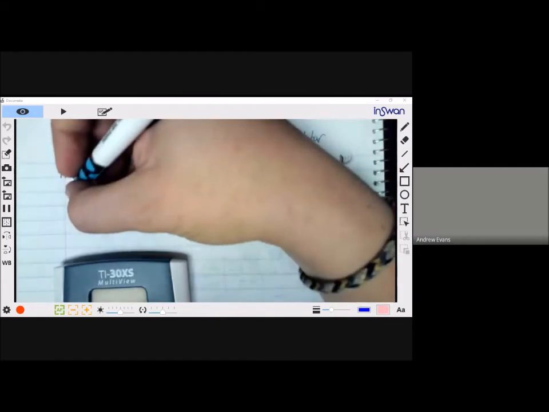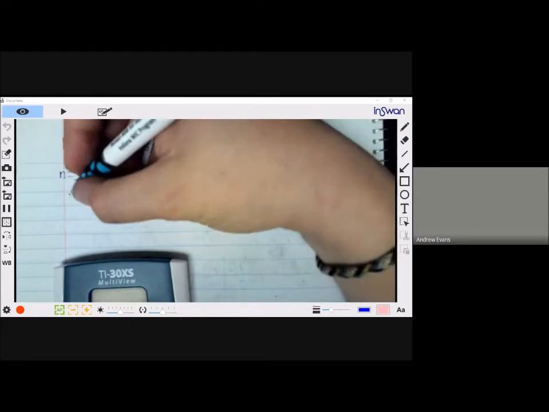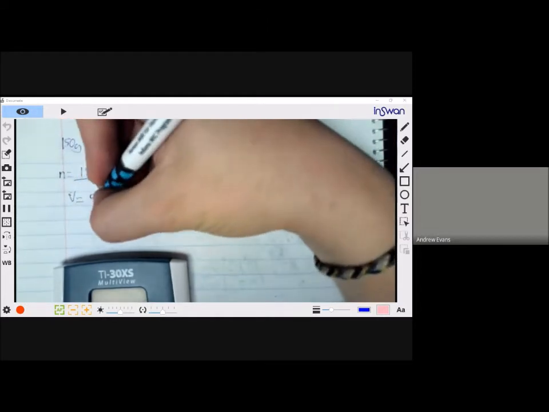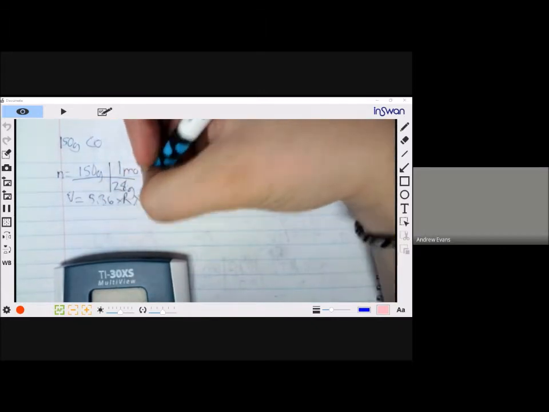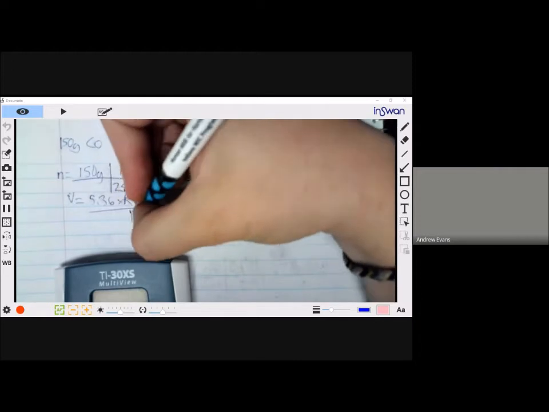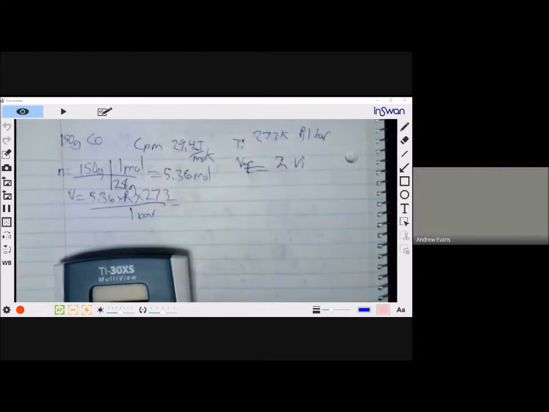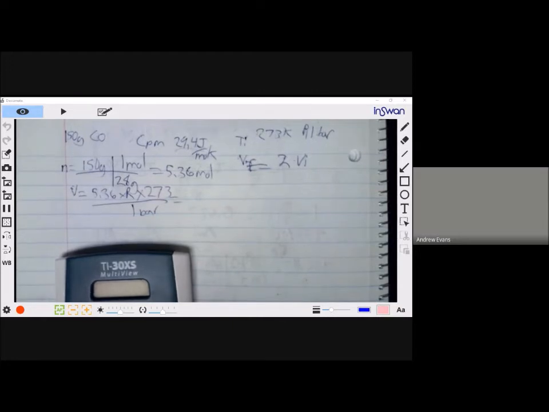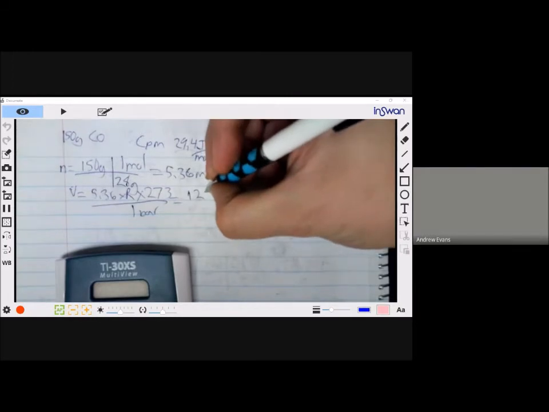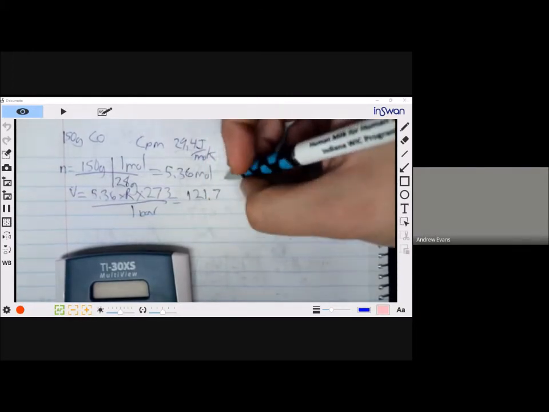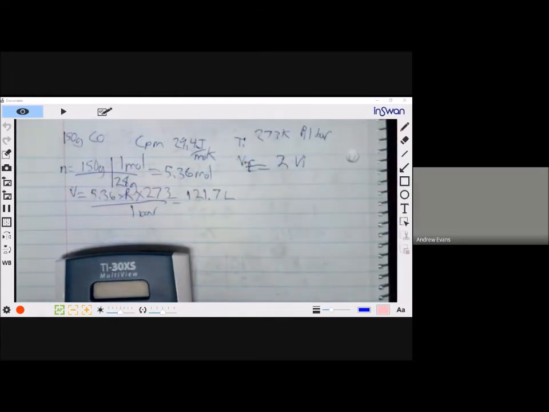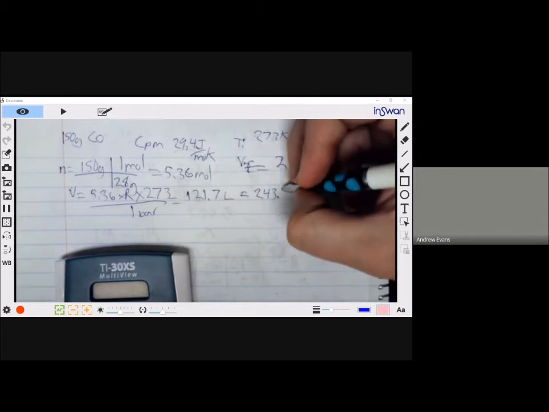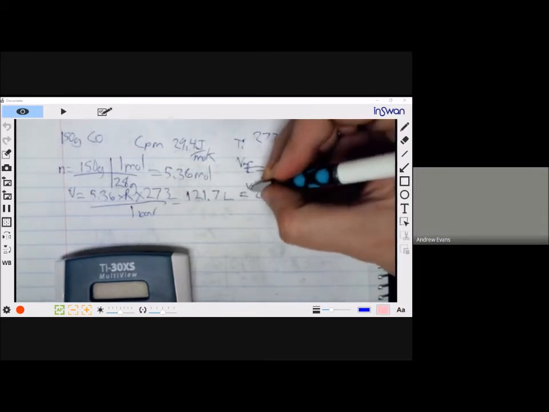Now, PV equals nRT. So VI at the initial temperature is going to be 5.36 times R times 273 divided by 1 bar. So 5.36 times 273 times 0.0838314 divided by 1. The initial volume is, let's say, 121.7. And then if we double that, we get VF, which is 243.4.